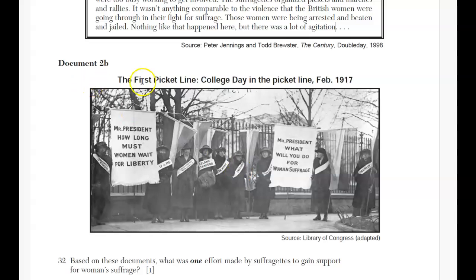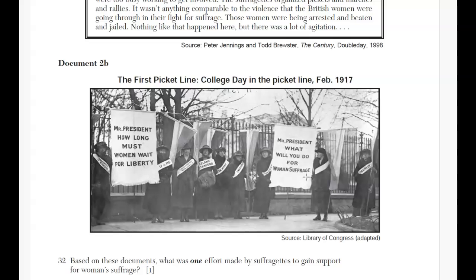Okay, so that's 2A. 2B is the first picket line, College Day on the picket line, February 1917. February 1917, you might remember, is World War I. We've got the World War I era here, and that's President Woodrow Wilson. Mr. President, how long must women wait for liberty? What will you do for women's suffrage?